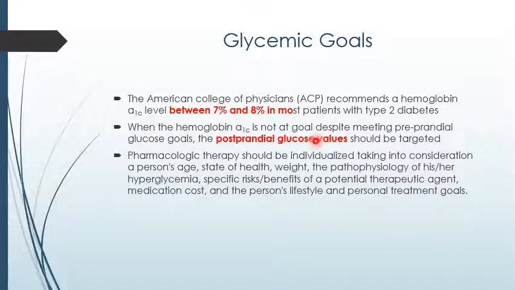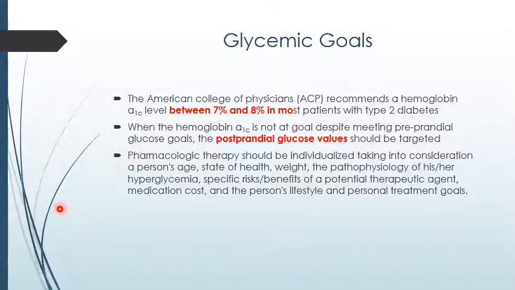The American College of Physicians recommends hemoglobin A1c between 7 and 8. But remember, also healthy patient may use tight glycemic control. When the hemoglobin A1c is not at a goal despite meeting preprandial glucose goals and fasting RBS all within normal and HbA1c high, what we do, we have to do postprandial glucose value to check if it's controlled or not.